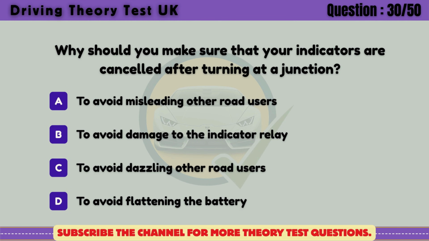Question 30. Why should you make sure that your indicators are cancelled after turning at a junction? Option A. To avoid misleading other road users. B. To avoid damage to the indicator relay. C. To avoid dazzling other road users. D. To avoid flattening the battery.